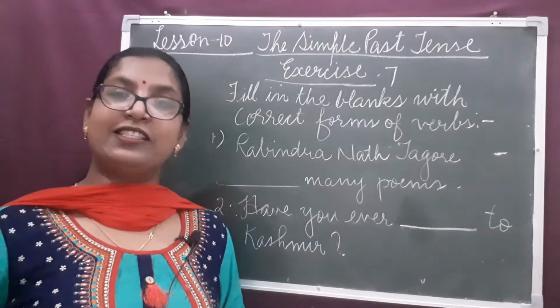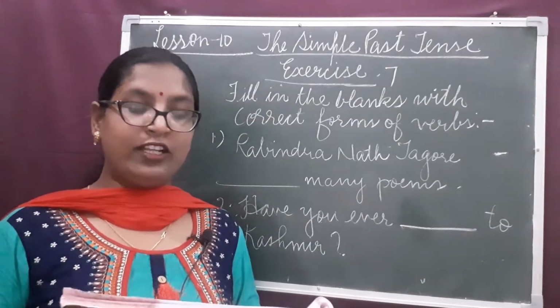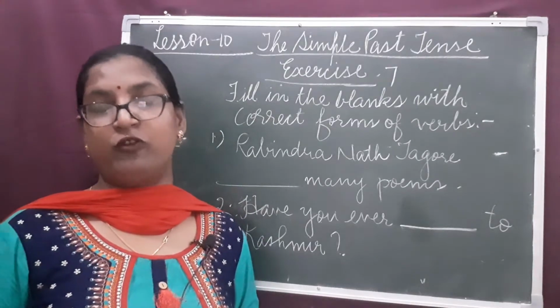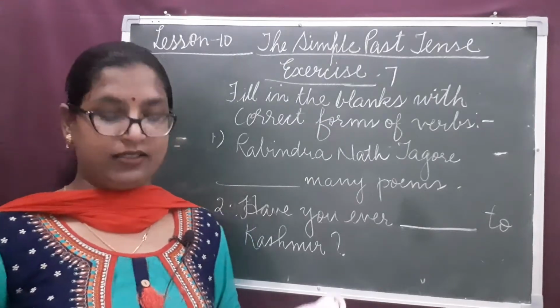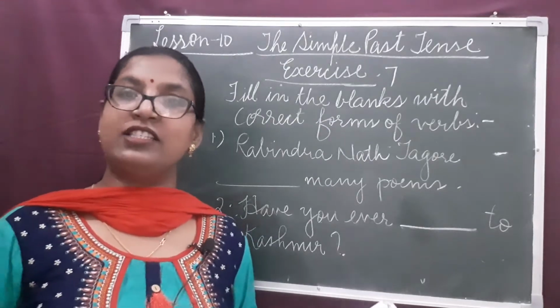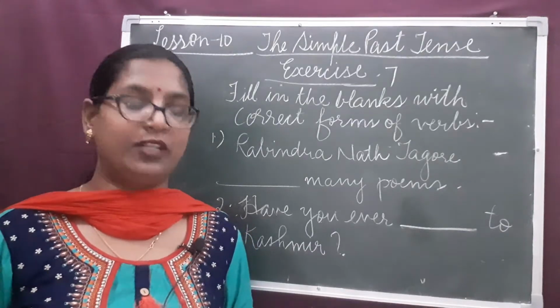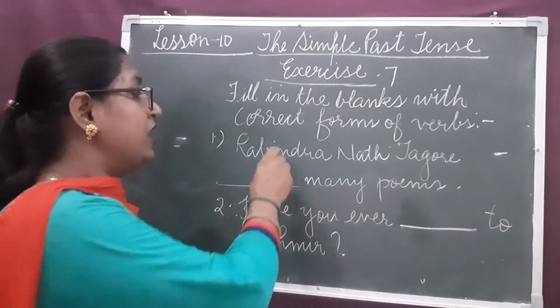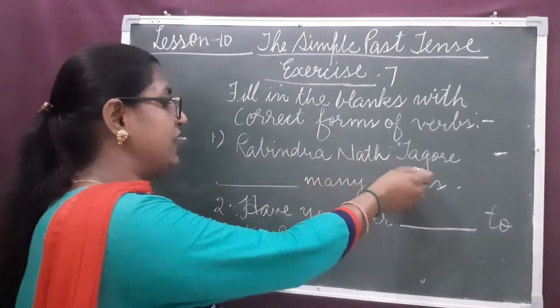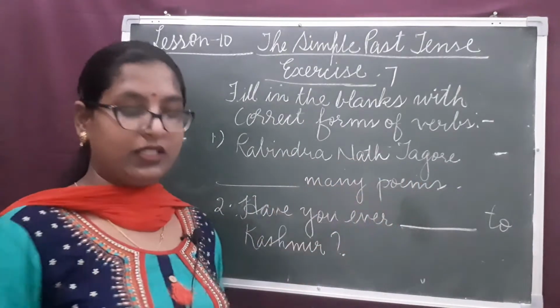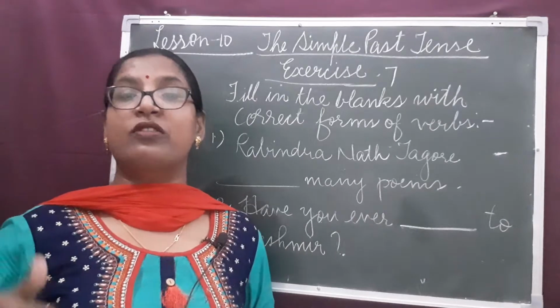Now, look at exercise number 7. Fill in the blanks with the correct form of verbs given in brackets. Here also in this exercise, the verbs are given in the brackets. You have to use the correct form of the verb according to the sentence. First one is Rabindranath Tagore dash many poems. Here the verb write is given.